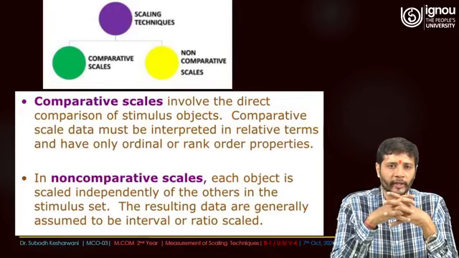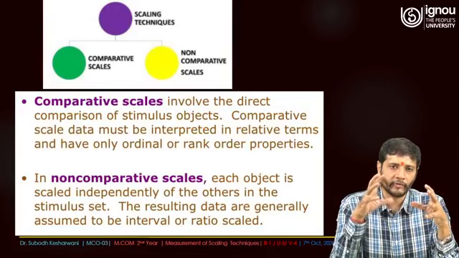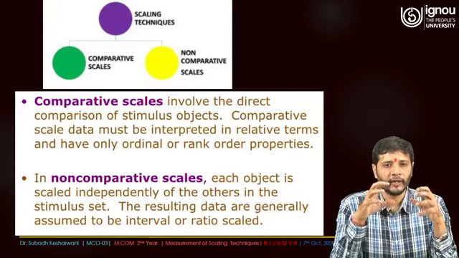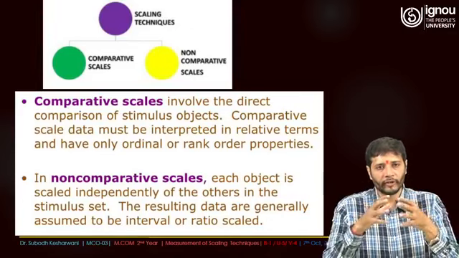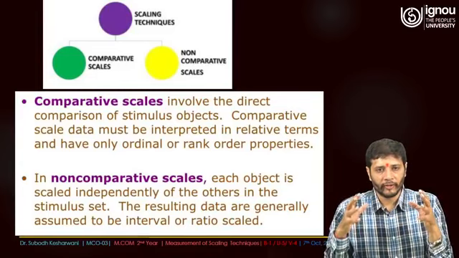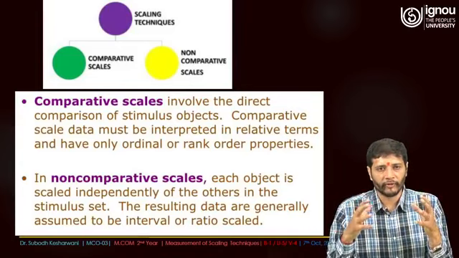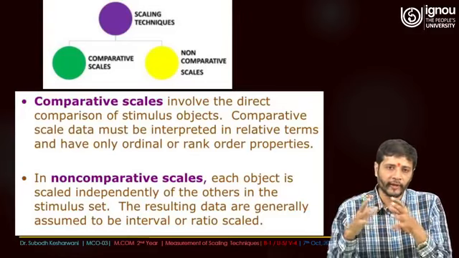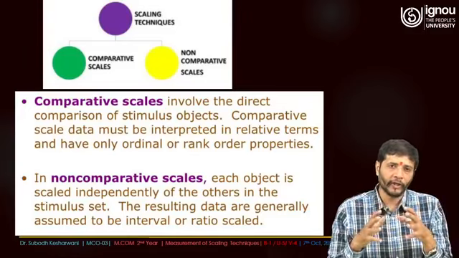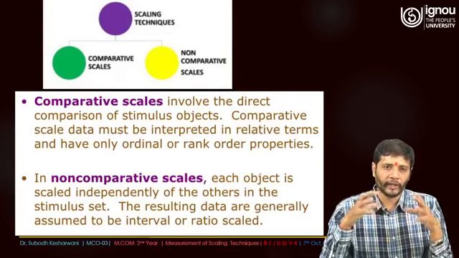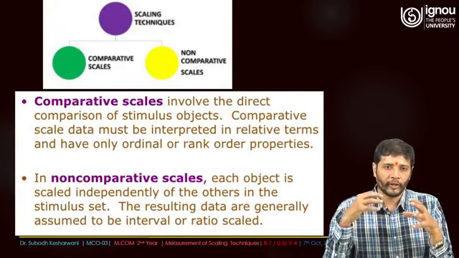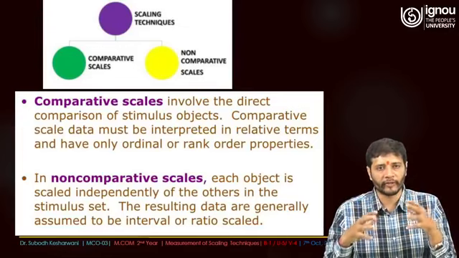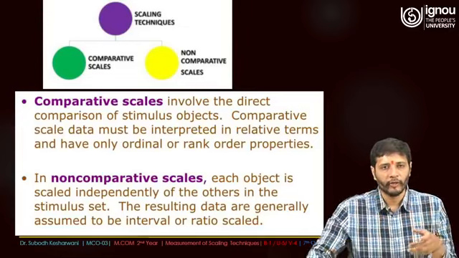In a non-comparative scale, each object is scaled independently of the others in the stimulus set, and the resulting data are generally assumed to be interval or ratio scale. So non-comparative scaling emphasizes the interval or ratio scale, and we have already distinguished between interval, ratio, ordinal and nominal. When we have these terminologies and jargon in mind, it is going to be quite useful when you are building the block.